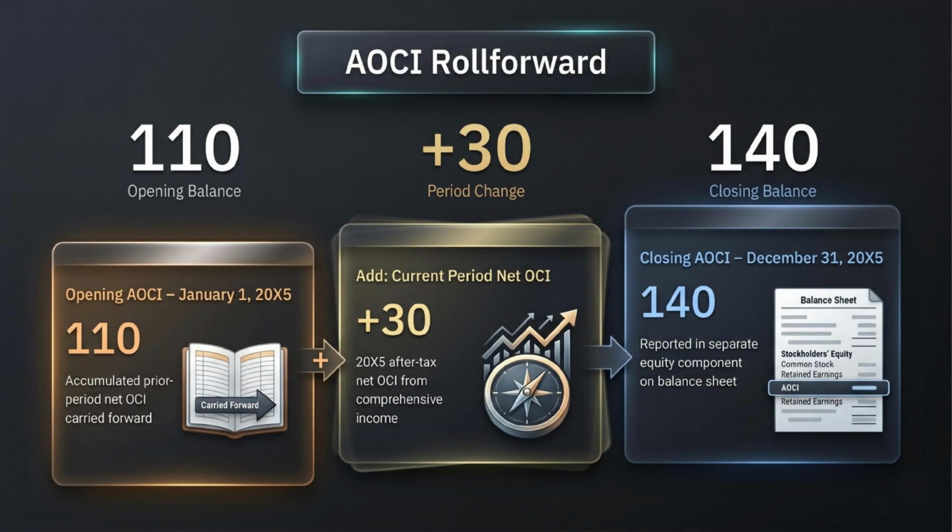Now we update AOCI. Northbridge begins the year with opening AOCI of 110. Current period net OCI is 30, so closing AOCI is 140. This amount appears in the equity section of the balance sheet as a separate component. It does not go into retained earnings. Net income flows to retained earnings, OCI flows to AOCI. Think of AOCI as a separate storage locker, not a junk drawer where everything in equity gets thrown together.